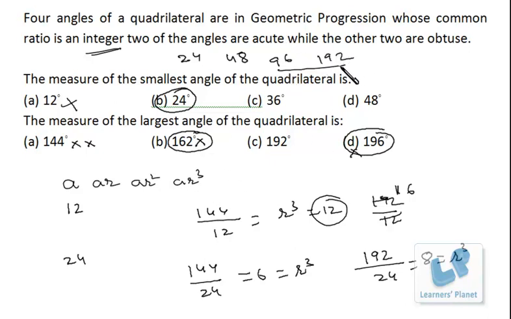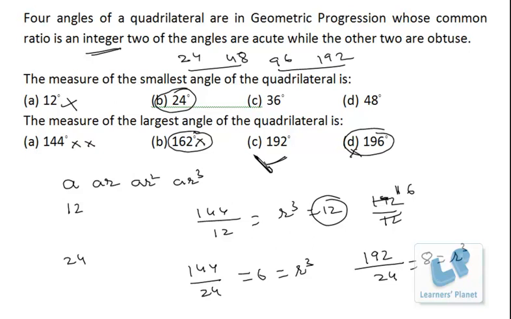And we are given that 2 angles are obtuse and 2 angles are acute. Okay, so definitely this is the correct choice, that 24 is the smallest angle and 192 is the largest angle. Since all the small angles, the options 12, 24, 36 and 48, are multiples of 12, definitely the largest angle should also be a multiple of 12 if we assume these to be in geometric progression. So we can easily eliminate 162 and 196 in the first step. Then we are left with 144 and 192.